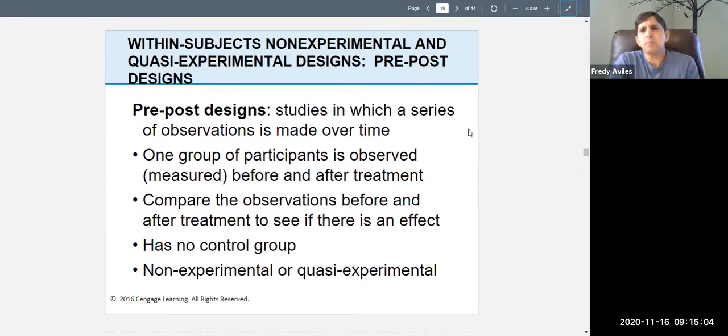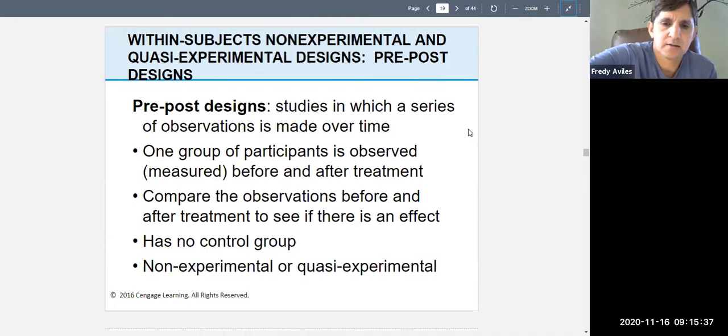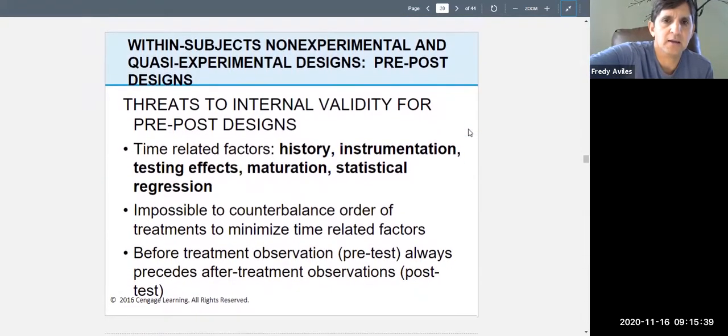Let's talk about pre-post designs. Pre-post designs are studies in which a series of observations is made over time. There's one group of participants that is observed and measured before and after treatment. You compare the observations before and after treatment to see if there's an effect. There's no control group, so it's considered non-experimental or quasi-experimental. Let's get a little bit further so I can give you an example of this.